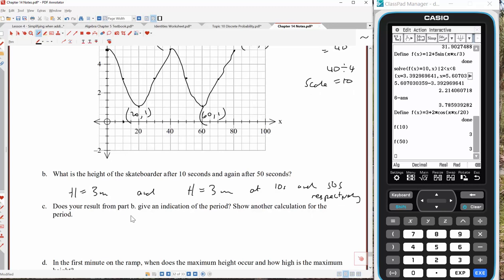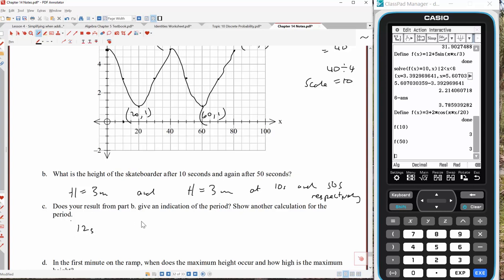Does your result from part B give an indication of the period? Show another calculation for the period. So it does, because if you note that 10 seconds and 50 seconds is 40 seconds apart, what should happen is every 40 seconds, the person should be at exactly the same point. So we could do another quick calculation on the period by feeding it these same heights, no matter what the height is.